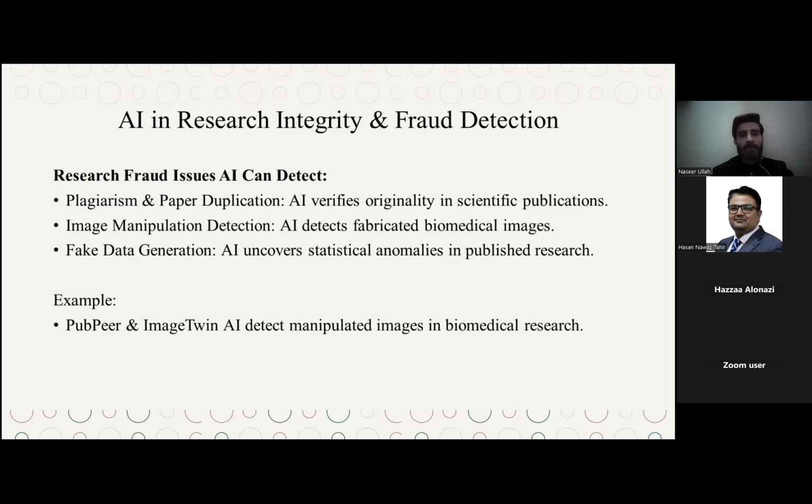Artificial intelligence in research integrity and fraud detection. Research fraud issues AI can detect. Plagiarism and paper duplication: artificial intelligence verifies originality in scientific publication. Image manipulation detection: artificial intelligence detects fabricated biomedical images. And fake data generation: artificial intelligence uncovers statistical anomalies in published research. An example is software for image tampering detection. Artificial intelligence detects manipulated imaging in medical research.